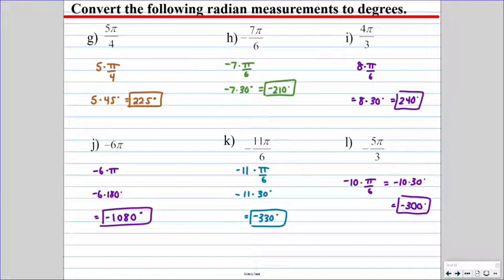Now, we know pi over 6. We haven't talked about pi over 3. It's 60 degrees. But 8 times pi over 6 or 8 times 30 degrees is 240. That's I. And then L, same thing. Negative 5 pi over 3 is the same thing as saying negative 10 times pi over 6. So negative 10 times 30 is negative 300 degrees.